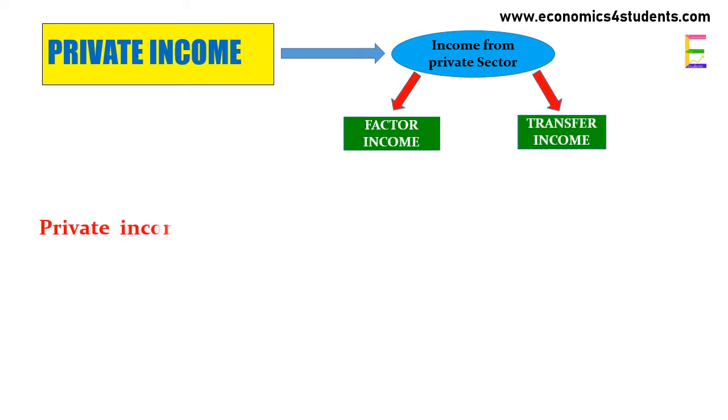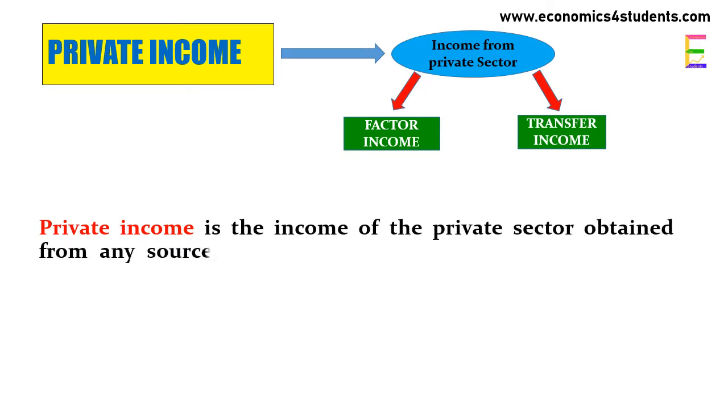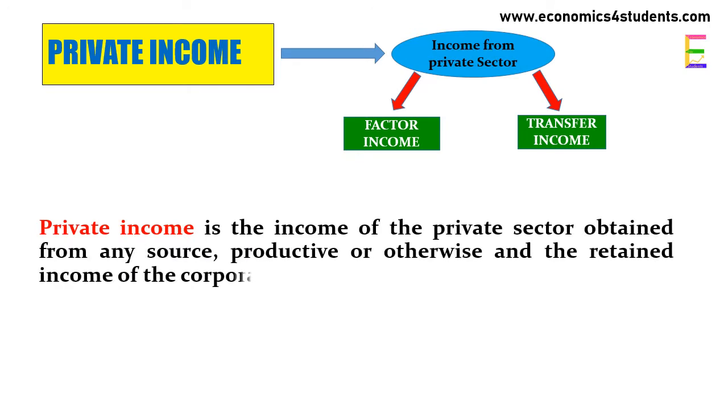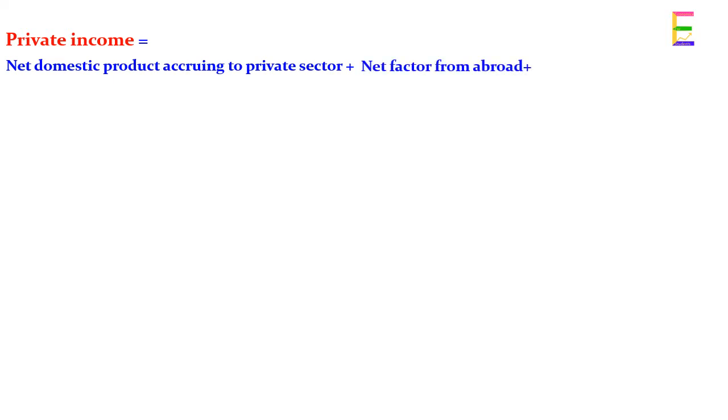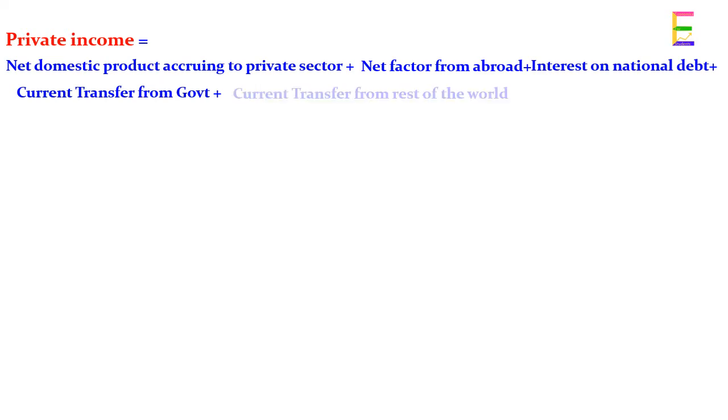So, private income is the income of the private sector obtained from any sources, productive and otherwise, and the retained income of the corporation. Private income is equal to net domestic product accruing to the private sector plus net factor income from abroad plus interest on national debt plus current transfer from government plus current transfer from rest of the world. Now we will explain all the components of private income one by one.